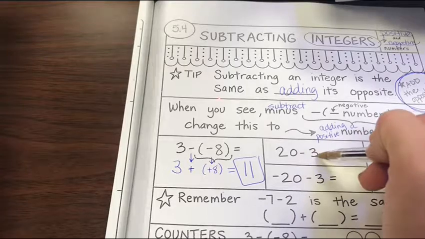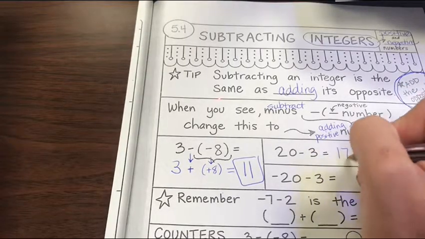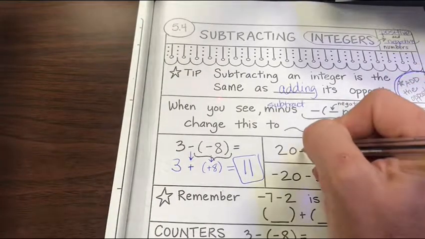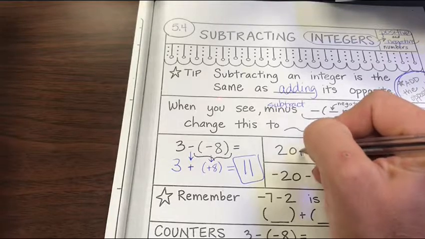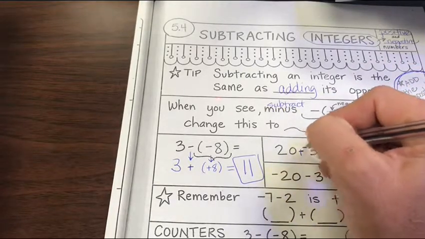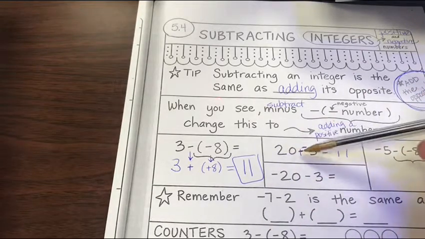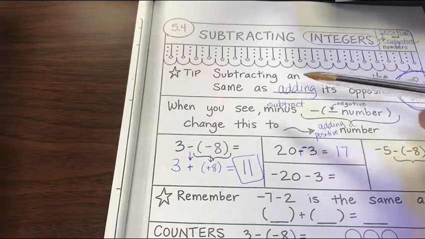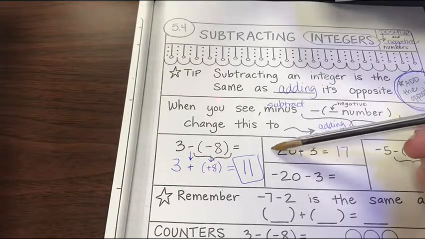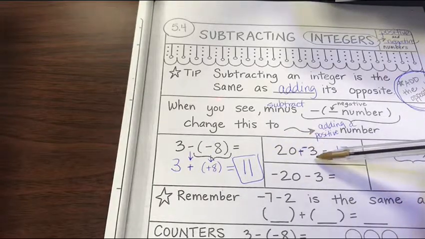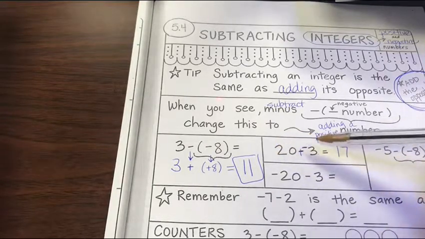20 minus 3. Now, guys, I know you know that that's 17, okay? We all know that's 17, but if we were to add the opposite, I'm going to show you how it's true. So we're going to change this to addition, and we're going to change this positive 3 to a negative 3. So now we have 20 plus negative 3. So remember from yesterday that we have a positive and a negative. So we can't combine these and say that that's 23. They're different signs. We can't just combine them.